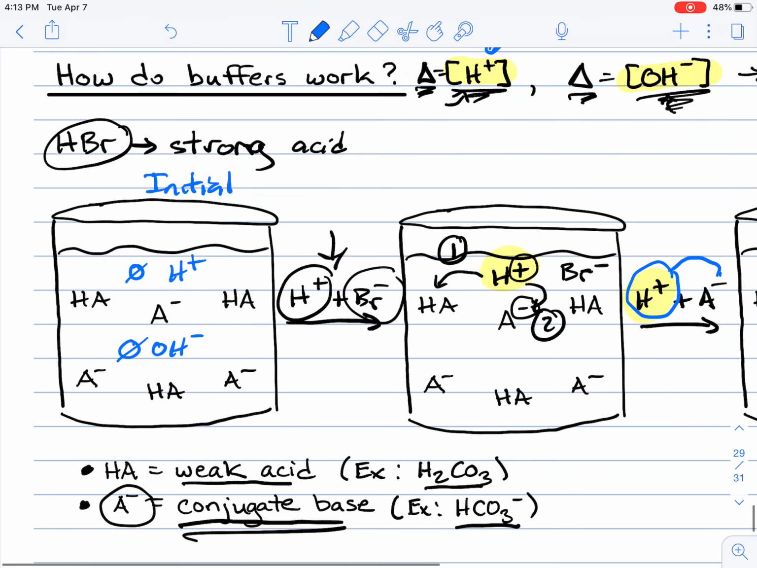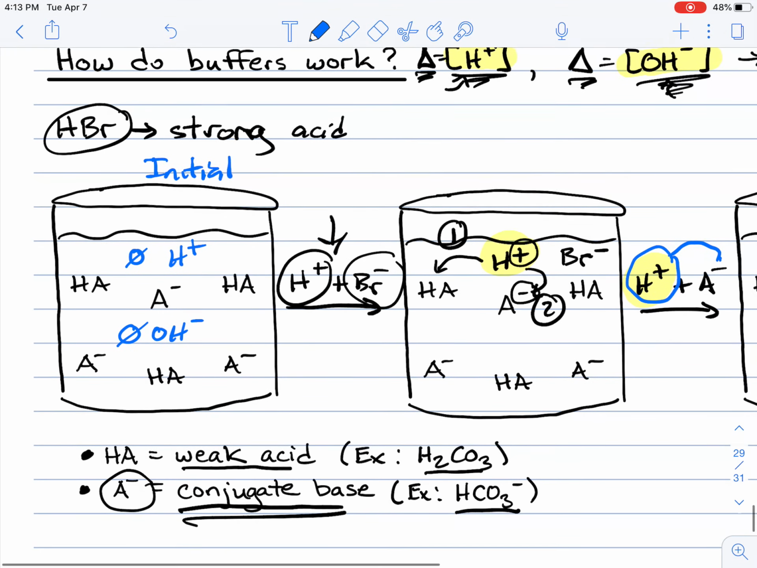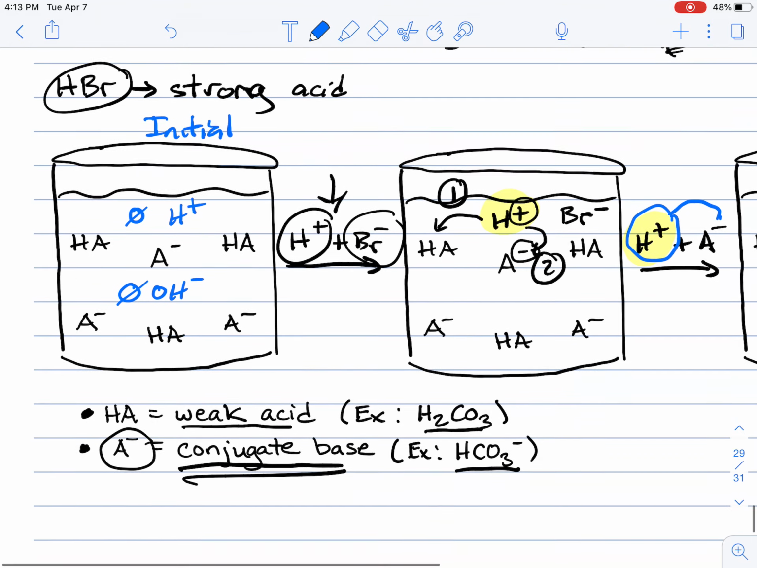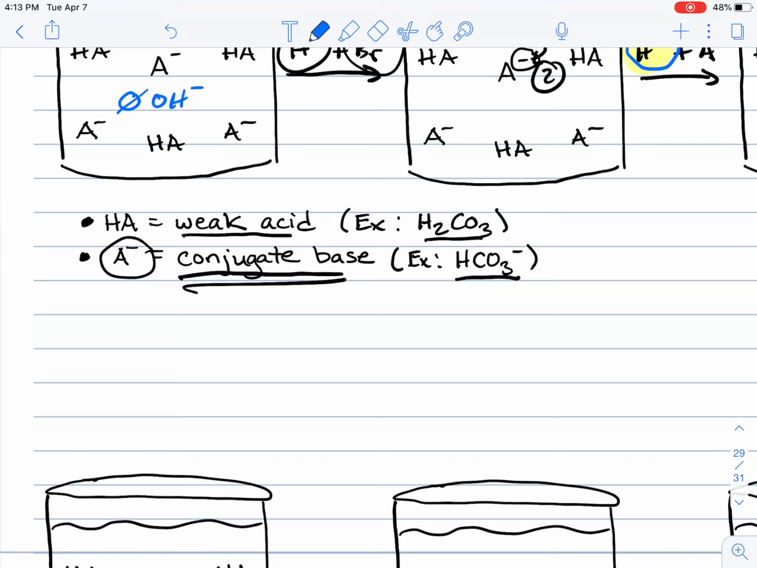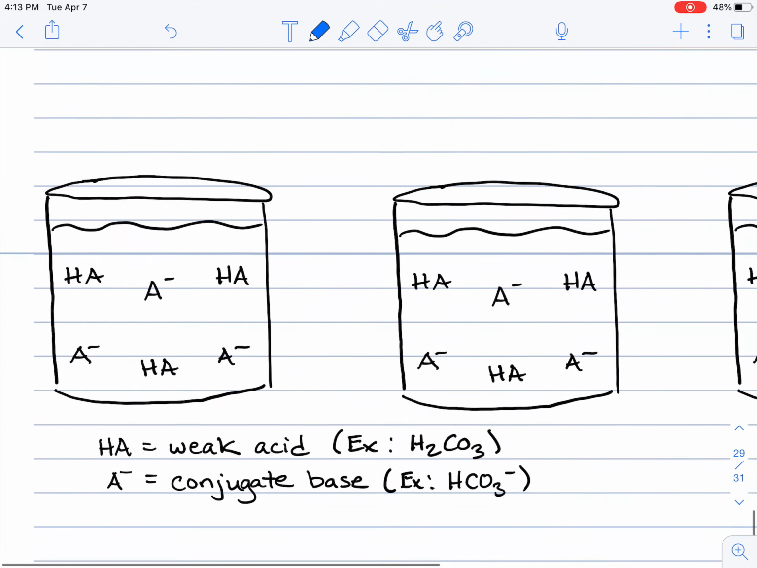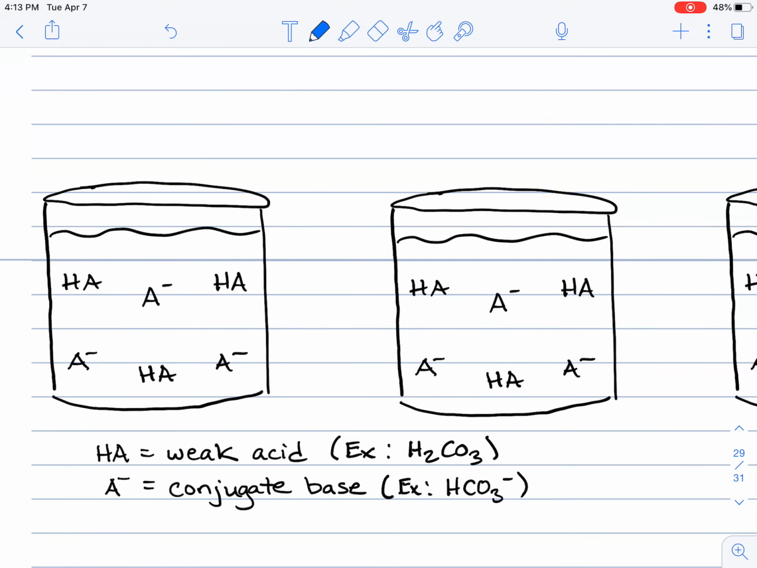And so, long story short, the addition of that acid or the addition of that base is going to be absorbed by either HA or A minus. And this is the reason why it's so important for a buffer to have a weak acid and its conjugate base. So it can both absorb either H plus or OH minus. And so we're going to go ahead and look at this example again. And this time we're going to go ahead and do it with sodium hydroxide, which is a strong base.